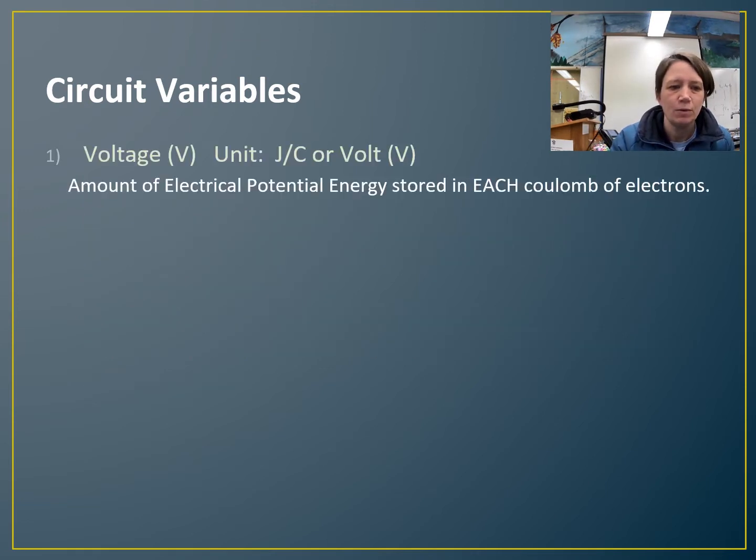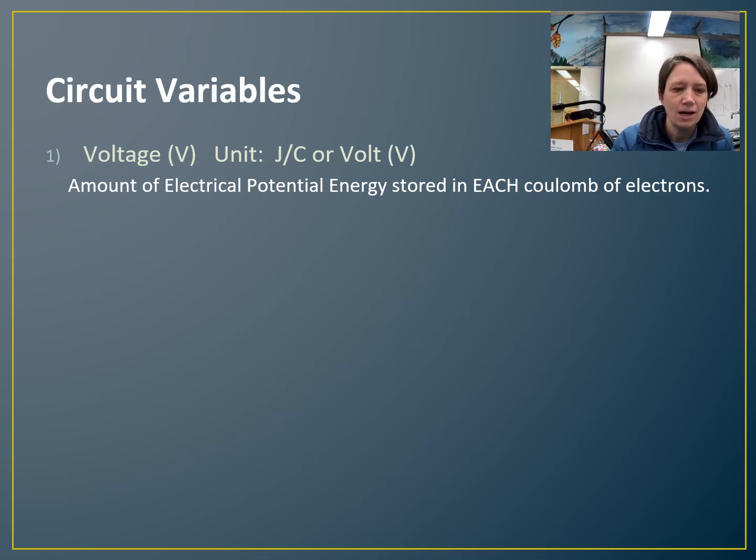The first circuit variable is voltage, and we're going to use a capital V to represent voltage. The units of voltage are joule per coulomb, which is otherwise known as a volt. So a volt is just a simpler, easier way to write a joule per coulomb. But I actually like using joule per coulomb better because it works with the definition. It helps you understand what voltage really is.